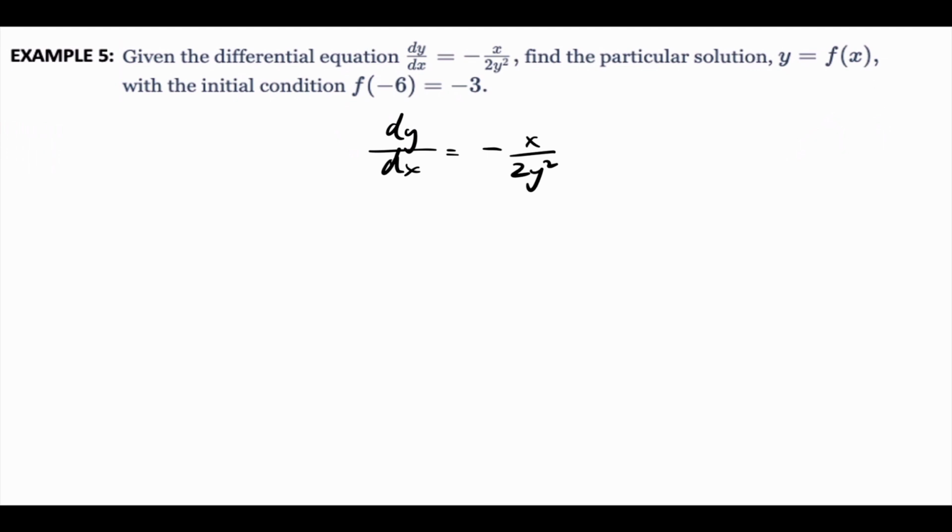I have a question, though. Who's that negative belong to? X or negative 2y squared? Doesn't matter. Whichever you choose. Pick one and give it to them. Just don't give it to both.